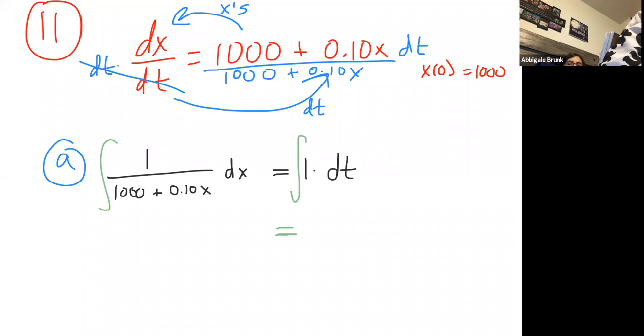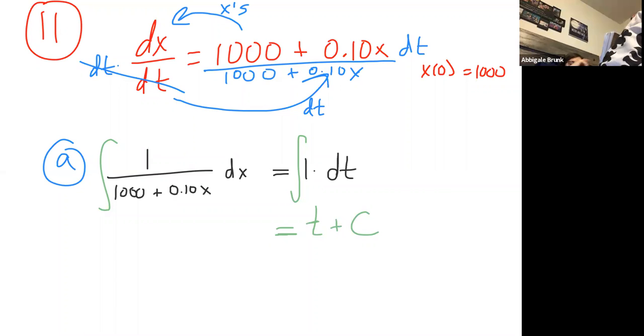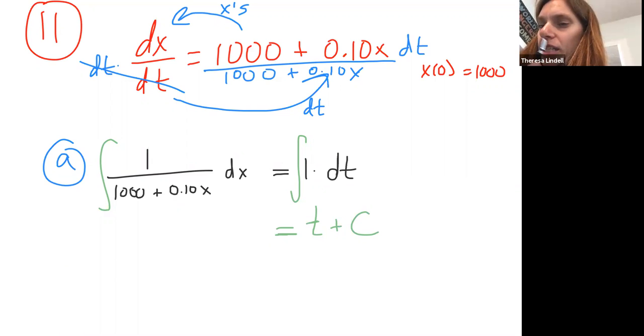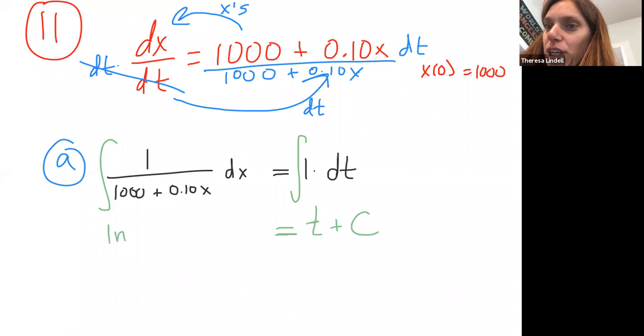T. Or just be t. Yep, plus c. And then what's backwards from 1 over 1,000 plus 0.10x? ln. ln of that. Another ln. Yeah, it's literally ln of all this junk. But here's where we do have to be careful.